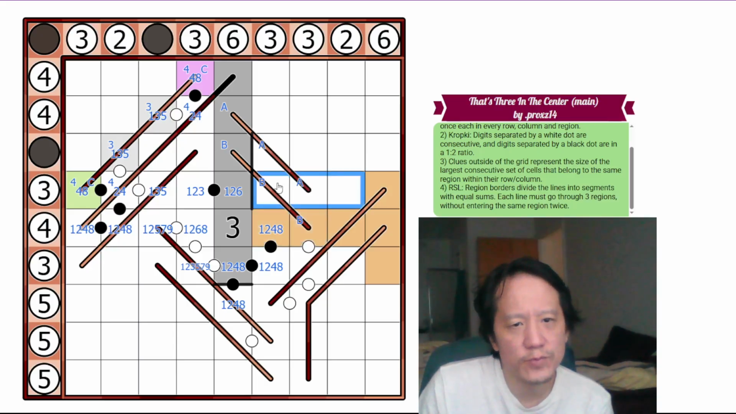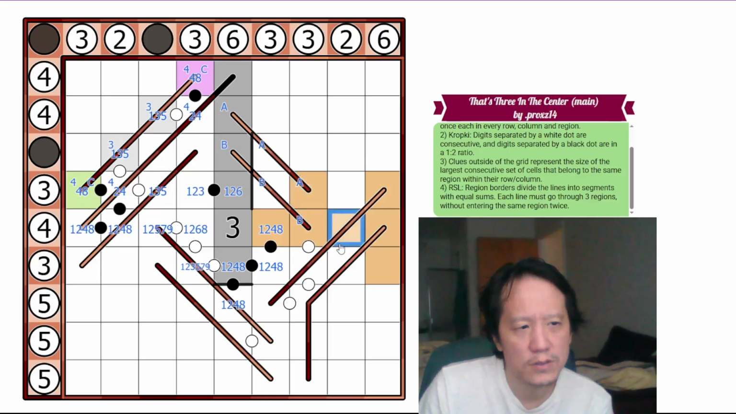So there have to be... This has to be part of these regions. Cannot be part of the gray region. So this would be part of the same region. This would be part of the orange. Oh, that doesn't work. That does not work.